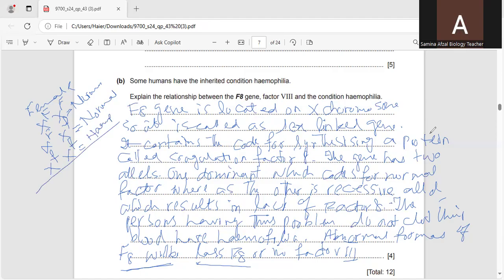On the other hand, in males, they have only a single X chromosome and one Y chromosome. So in case they have capital F on the X chromosome, they will be normal. And on the other hand, if they don't have it, then they will have hemophilia. So they don't have any heterozygous condition in this case. They will have hemophilia.